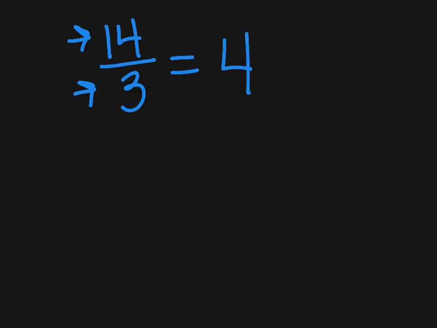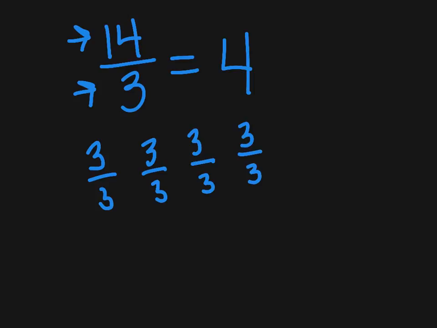So 4 wholes would look something like this: 3 thirds, 3 thirds, 3 thirds, and 3 thirds. Each of the 3 thirds represents one of the wholes. So when I look at all of these 3 thirds that I'm taking out of my 14 thirds to make this whole number of 4, I see that there are 3 plus 3 plus 3 plus 3 thirds that I'm taking out of 14 thirds to get my 4. And that adds up to 12 thirds. So this 4 represents 12 thirds.